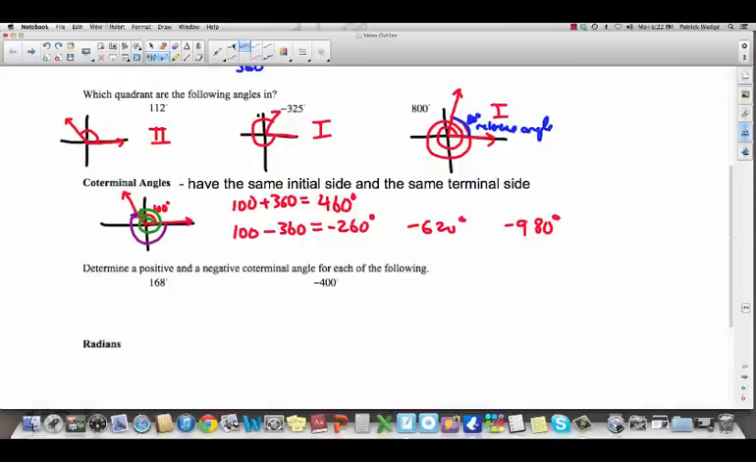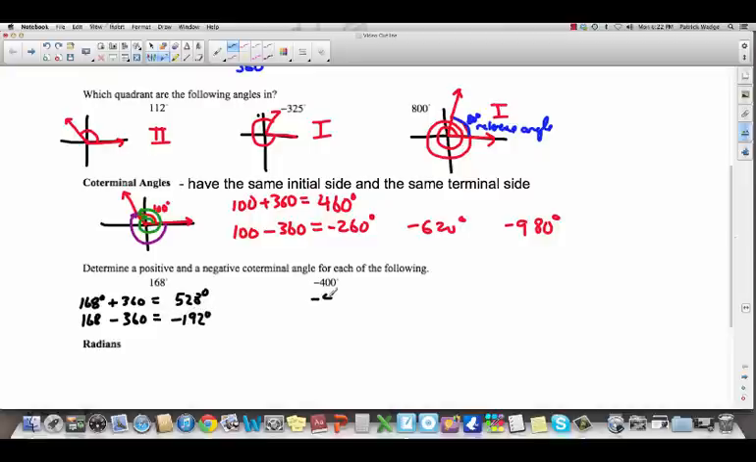Alright, next question here is to actually find some coterminal angles. We want to get one positive and one negative coterminal angle for each of the following. A positive coterminal angle to 168, what could we do? We could just add 360. So you'd end up with 528 degrees. If you wanted to get a negative coterminal angle, you would subtract 360. And 168 minus 360 is negative 192 degrees.